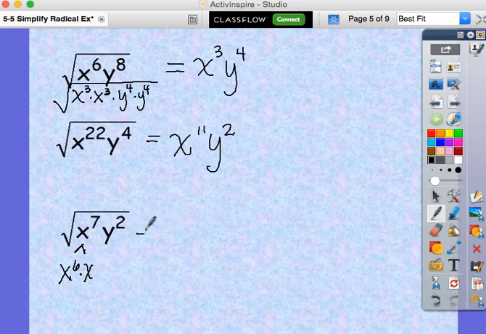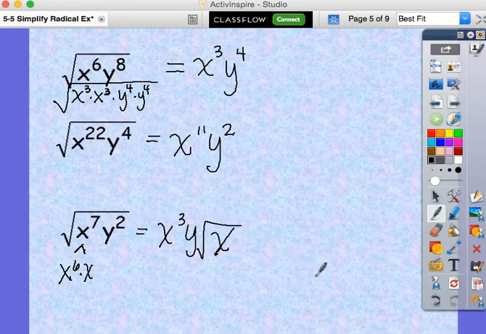So what's going to come out for my x? X to the third, and then how about the y? Y to the second. No, just y. It comes out as just y, because it's y times y squared. And then there's still what? That x to the first power is still left inside.